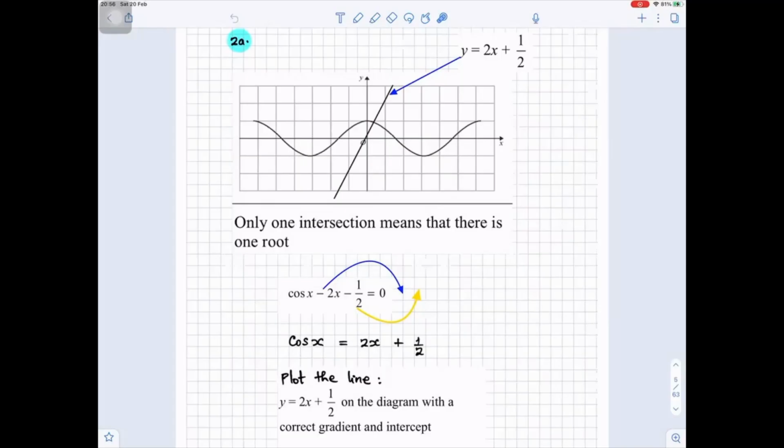So you plot the line y equals 2x plus a half on the diagram, and you make sure you have the correct gradient and correct intercept. When you draw it correctly, you get the full mark.